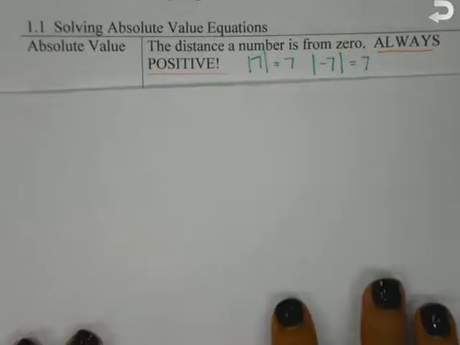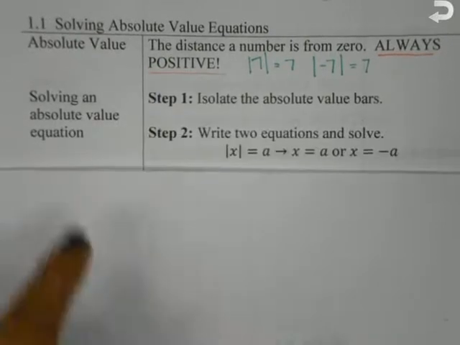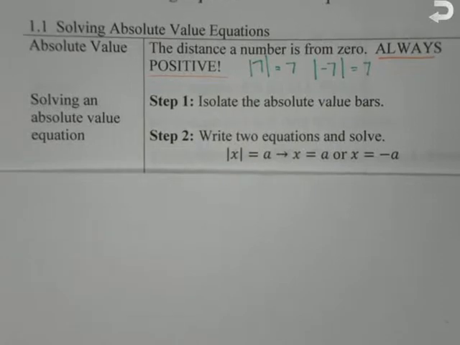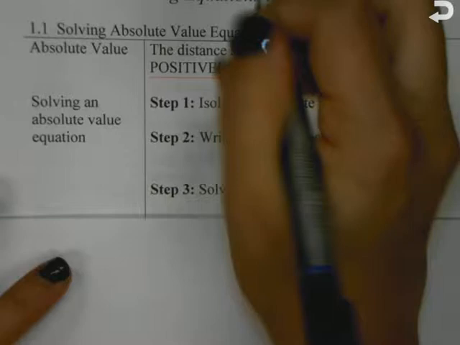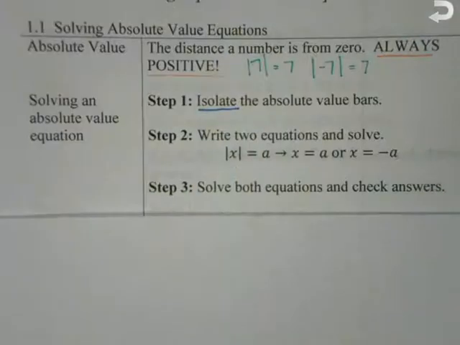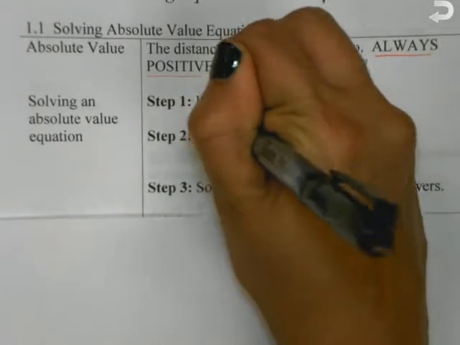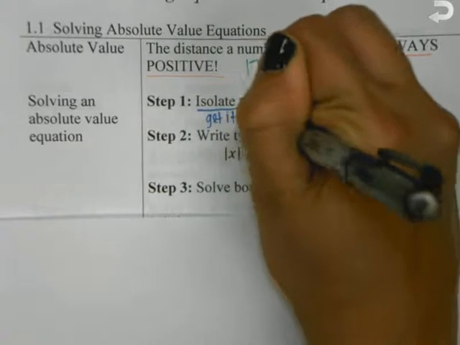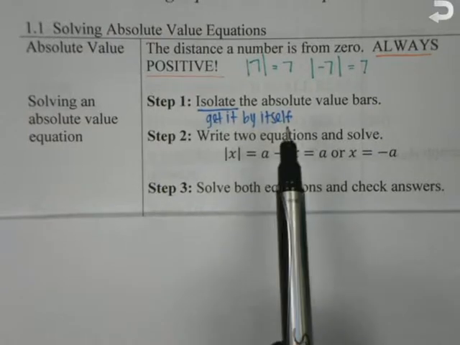So how do we solve equations when there's absolute values in them? So solving absolute value equations is our topic here. We have 3 steps. Step 1 is you are going to isolate the absolute value bars. What does isolate mean? Very good. We want to get it by itself. So I'm just going to write that little note. Get it by itself. Okay, so isolate means we want to get it by itself. That's step 1.